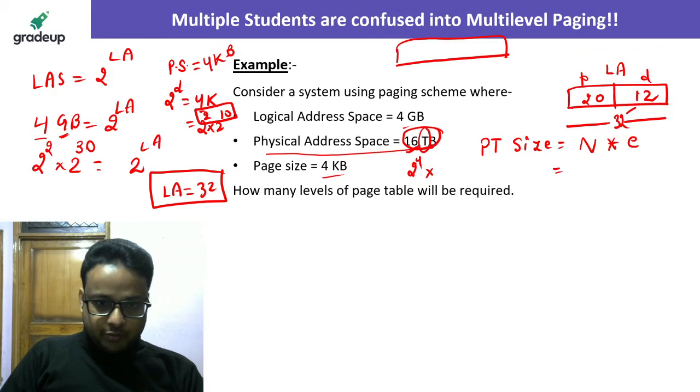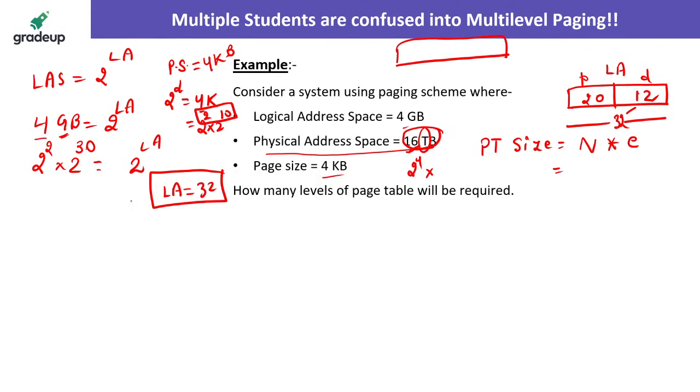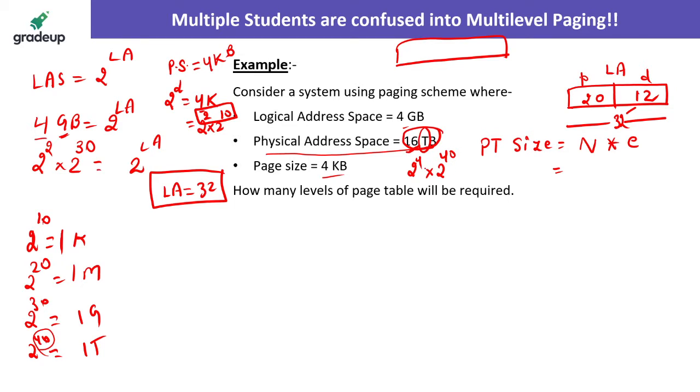So I told you, if you remember, that 2 power 10 is equal to 1K, 2 power 20 is equal to 1M, 2 power 30 is equal to 1G, and 2 power 40 is equal to 1T. Right? Okay. So T will be 40. So 2 power 40. So basically 44 will be the physical address.